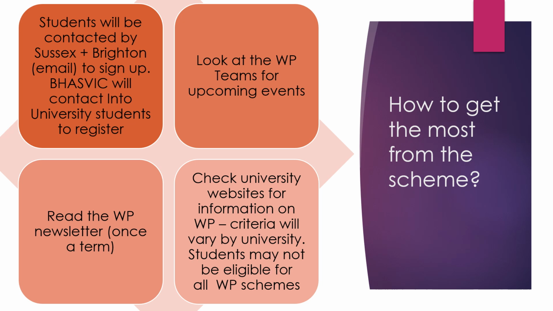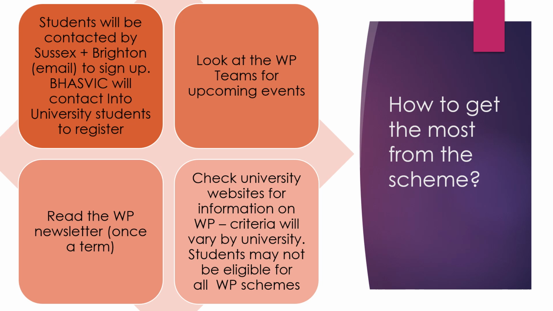So what we're going to look at next is how students are going to get the most from the scheme. And firstly, students will be contacted by the Universities of Sussex and Brighton by email, as mentioned before, to sign up. BHASVIC will contact inter-university students directly to register if they are eligible for their scheme. We'll be expecting students to take a look at the WP teams for upcoming events, which are posted on a regular basis throughout the first and second years.